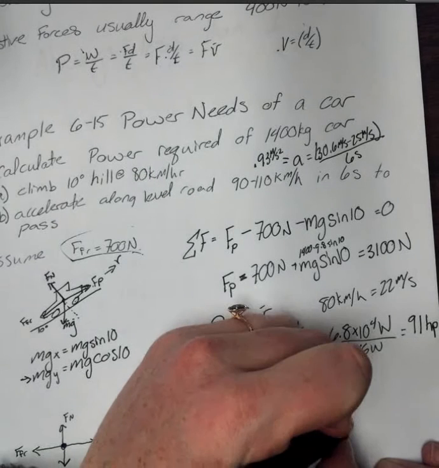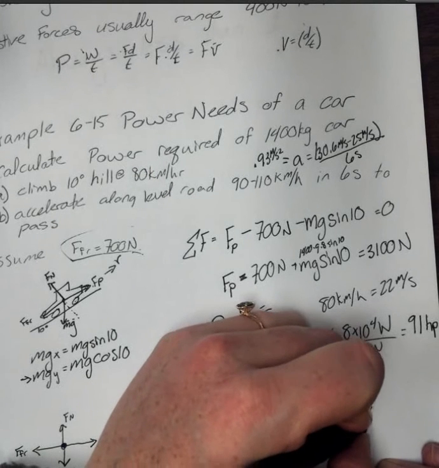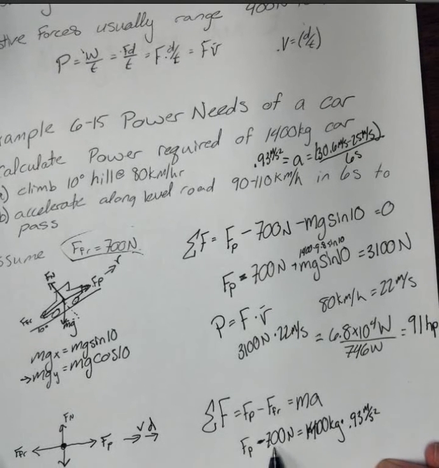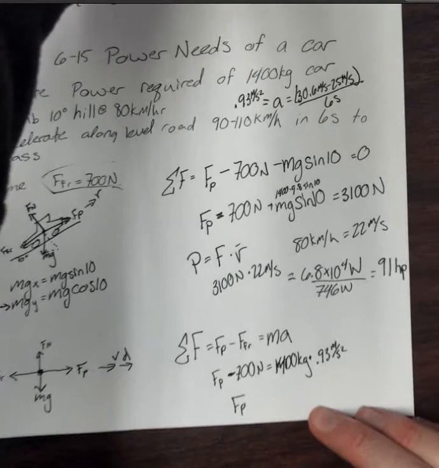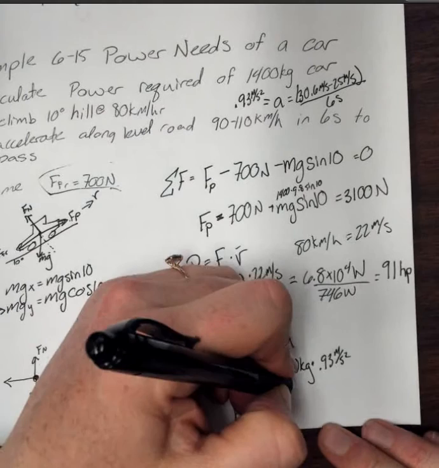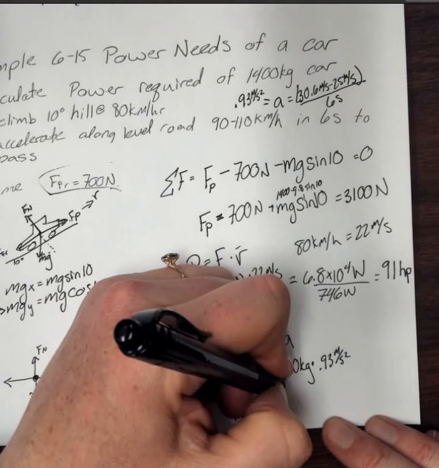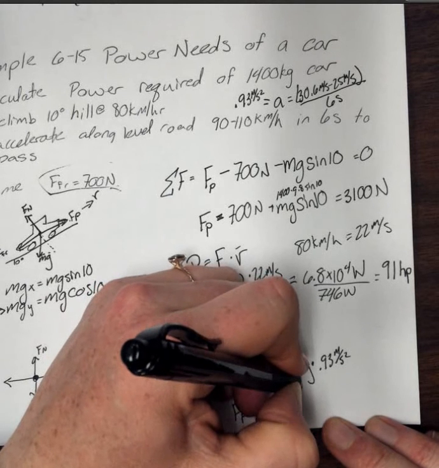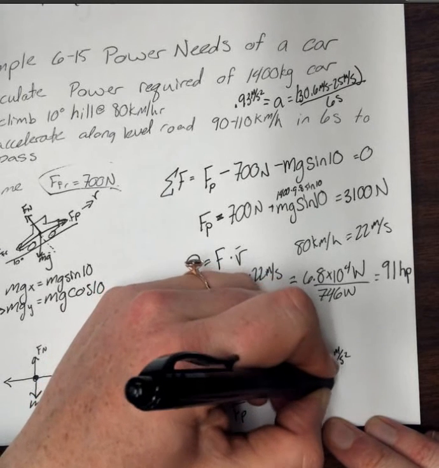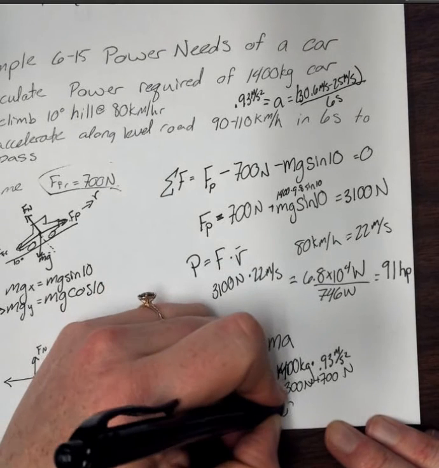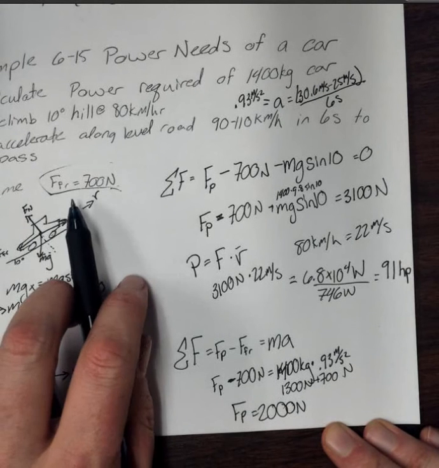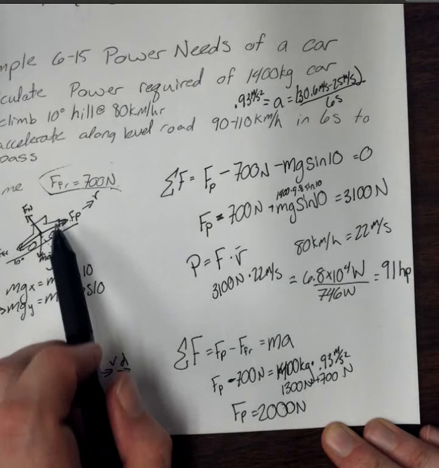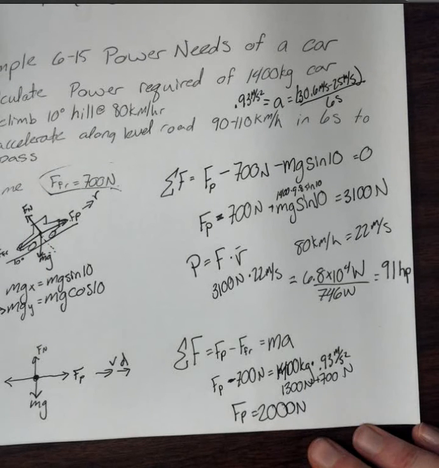So I'm going to plug that in here, 0.93 meters per second squared. And now I have the resistive force, the actual acceleration and the mass. I can use that to calculate the applied force of the engine, which in this case is 1,400 times 0.93, which is equal to 1,300 newtons, plus 700 newtons. So the applied force is 2,000 newtons. Interesting to say, it actually took more power to go up a hill at a constant velocity than it did to accelerate at the rate which we accelerated.